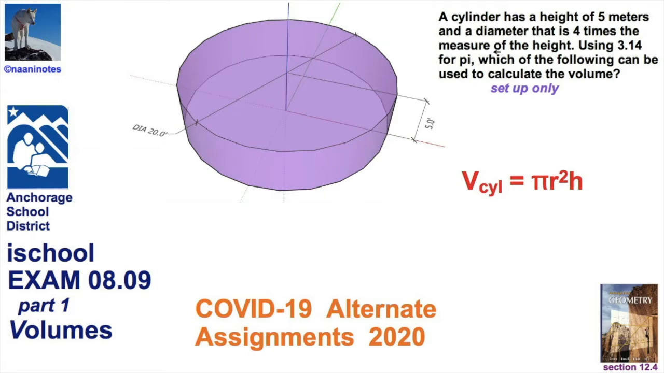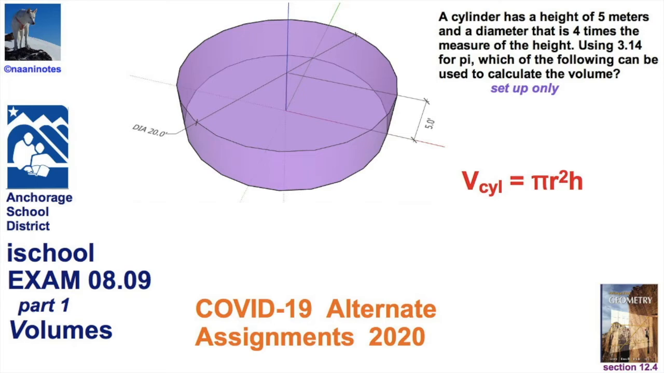We've got a cylinder. We've got a height, 5 meters. Its diameter is 4 times the height. Wow, that's a squat cylinder. So you know it looks a lot like this one up here. And we know the volume of a cylinder is pi r squared h. And again, you are just setting this up.